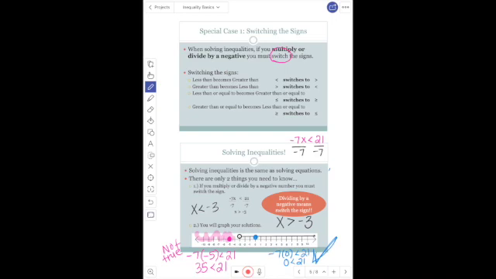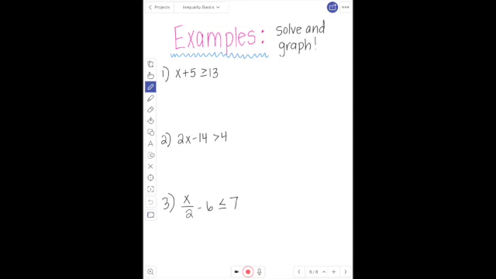So what we're going to do now is we're going to do several examples of solving an inequality and just checking them along the way. Alright, so for number 1, as we look at this, I have x plus 5 is greater than or equal to 13. We need to solve this and graph it. So if I were doing this as an equation, I would do my inverse operation and I would subtract 5. So x is greater than or equal to 8.